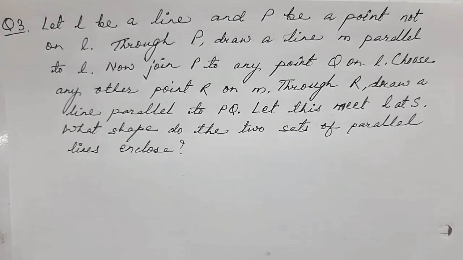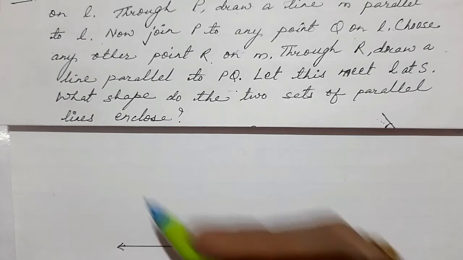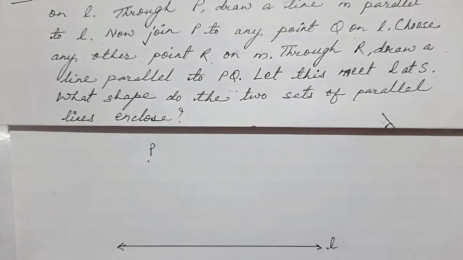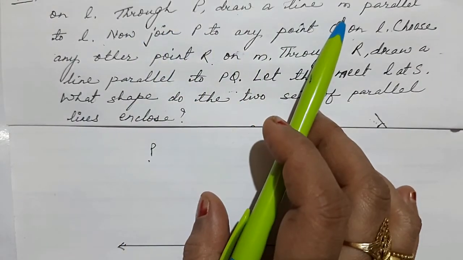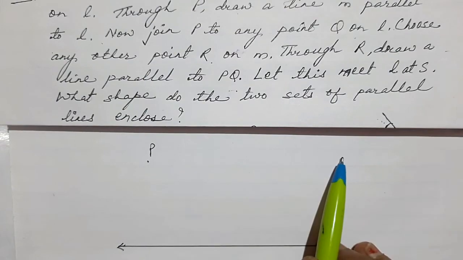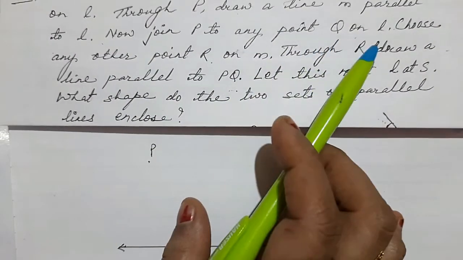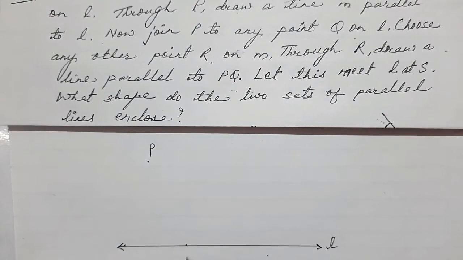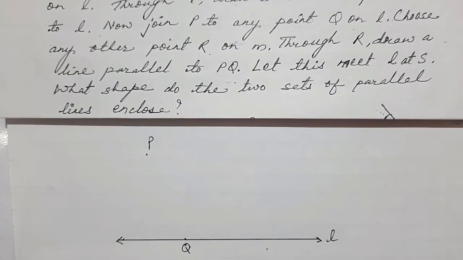Let L be a line. So let us start making a line. Here I want a point P not on L. Let this point be P. Through P, draw a line M parallel to L. Now I have to make a line through P parallel to L. Join P to any point Q on L. Let this point be Q. So I have taken Q. Let me join these 2 points P and Q.